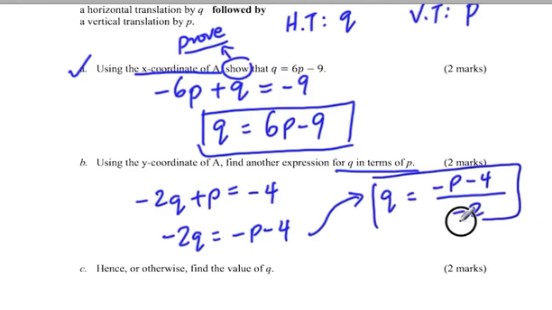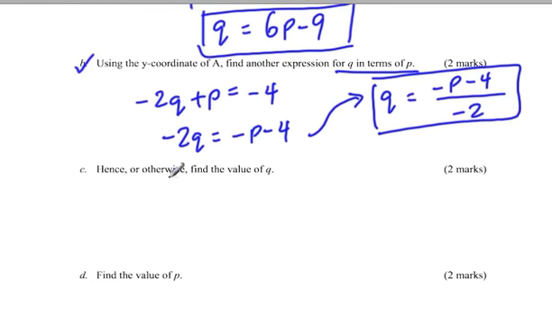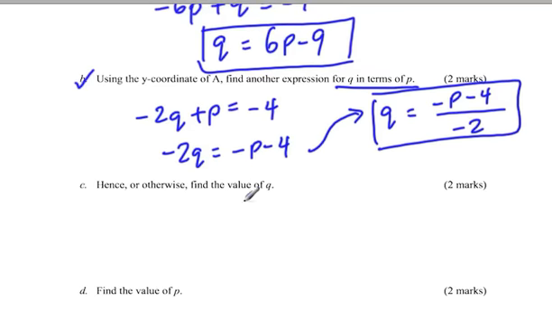So that's the solution for part B. Now, hence or otherwise, find the value of q. If you want to find the value of q, we have an expression for q over here, and we have an expression for q over here. So I'm going to take this q and equate it to that q over there. So q equals q. This q over here is 6p minus 9, and that q over there is minus p minus 4 divided by negative 2.